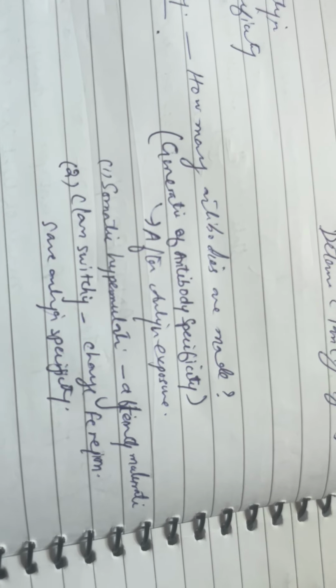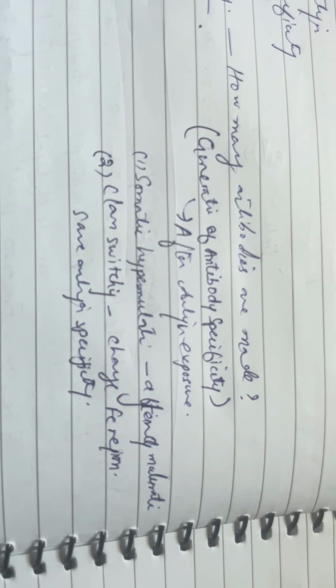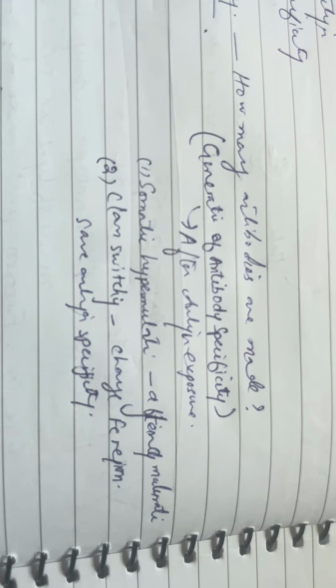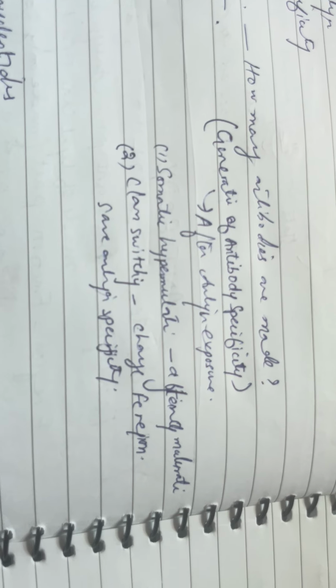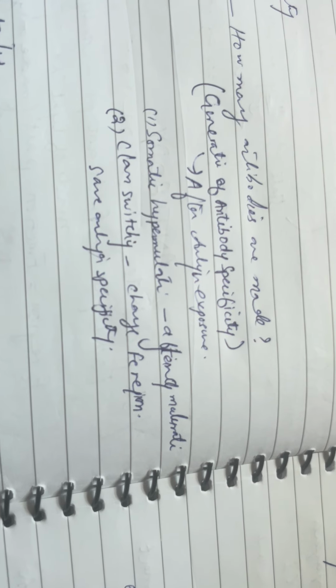Then the generation of antibody specificity happens after exposure to the antigen. So there is somatic hypermutation and class switching that cause more variations. Specificity, somatic hypermutation means affinity maturation and changes the Fab region's antigen specificity.